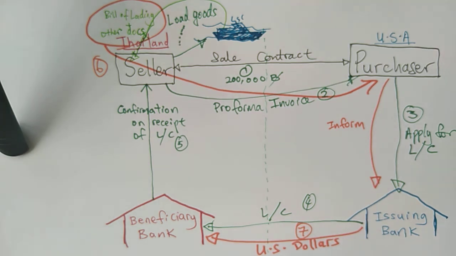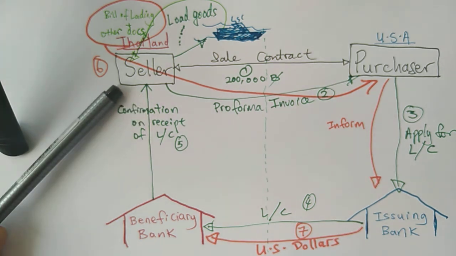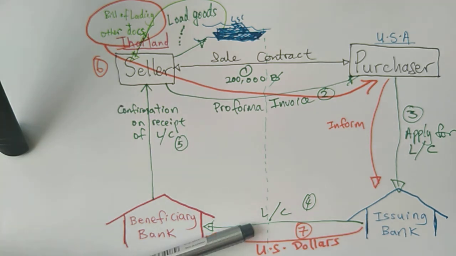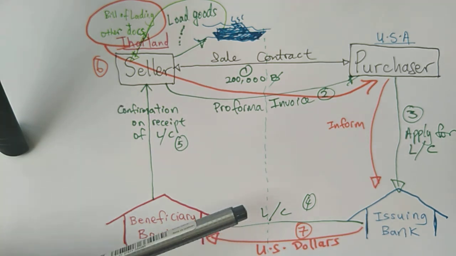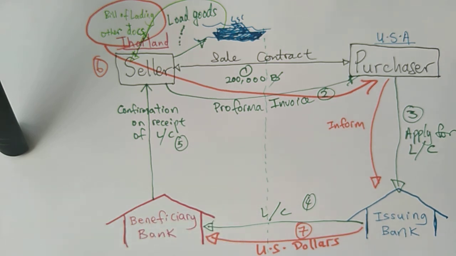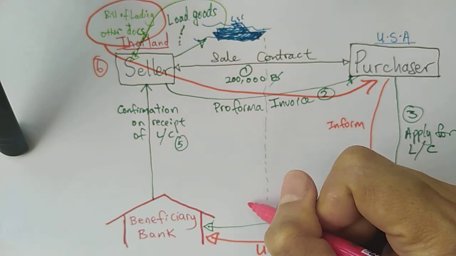In this way, look at it carefully. Look at it in terms of the sequence. What comes first, what comes after. In this way, the seller's main concern, whether the purchaser is going to pay or not, is protected by this letter of credit here.